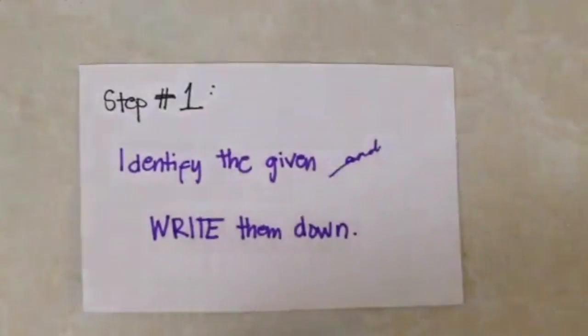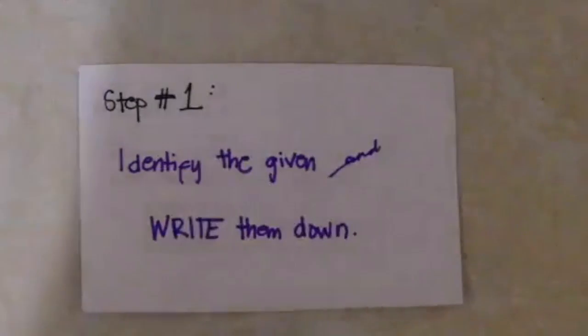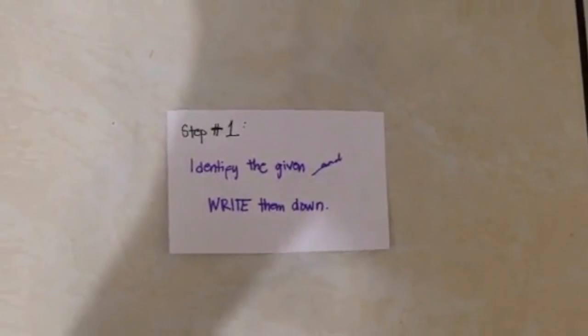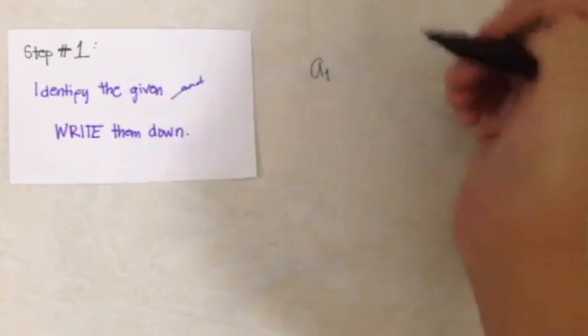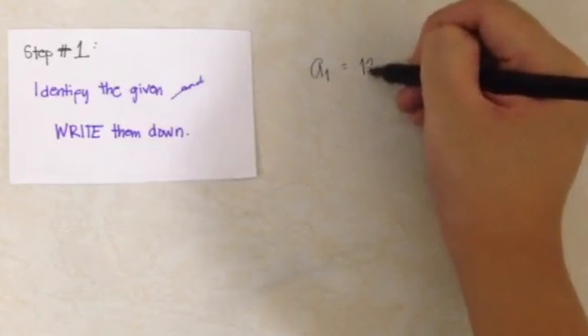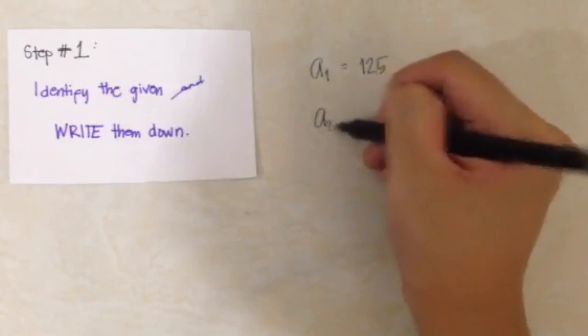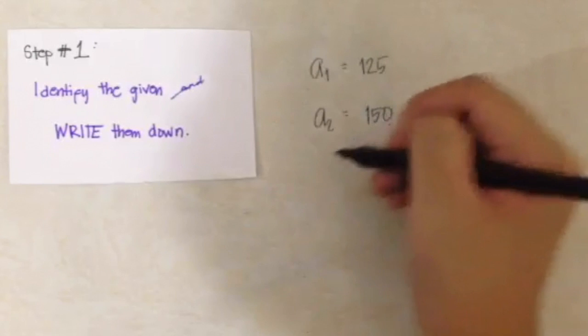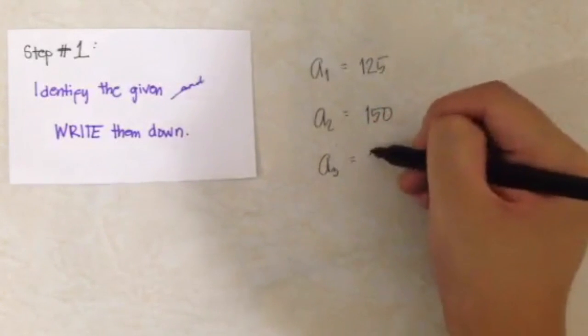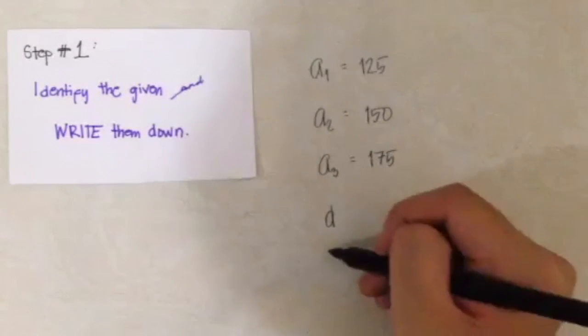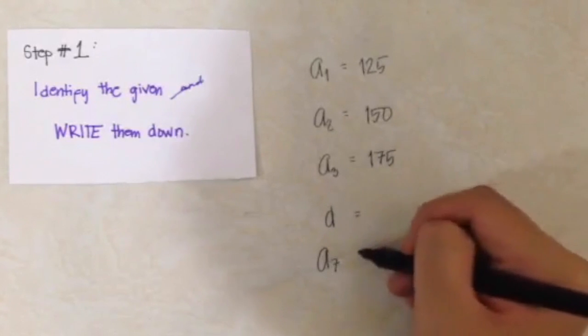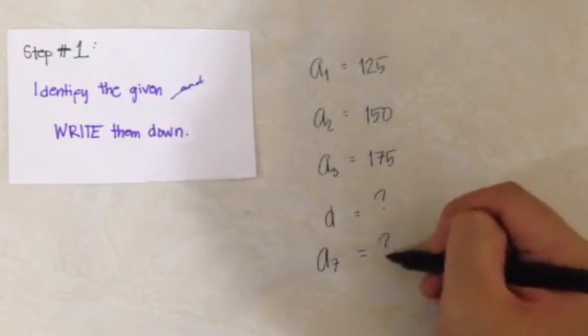Step number 1. Identify the given and write them down. So, in the word problem, the first term, or a sub 1, is equal to 125. The second term is equal to 150, and the third term is equal to 175. Since your common difference, or d, and your seventh term are missing, equate them both to question marks.